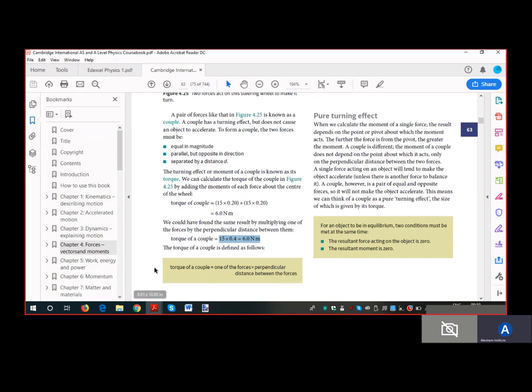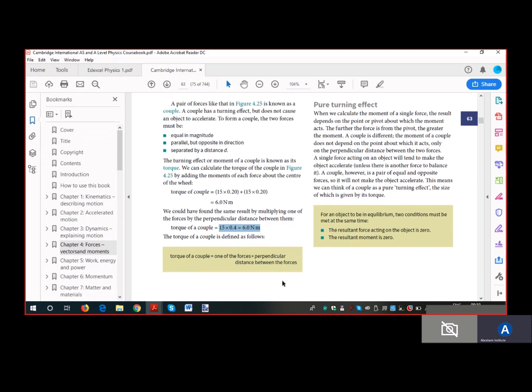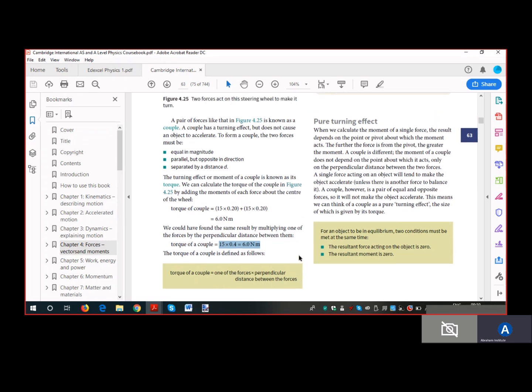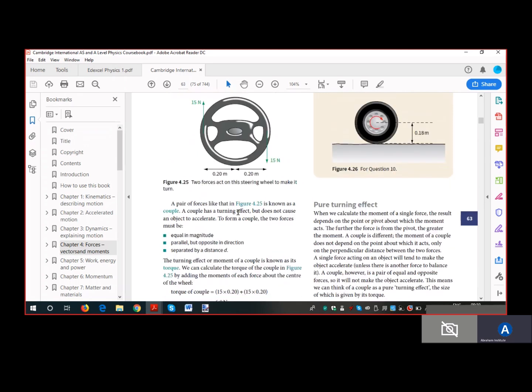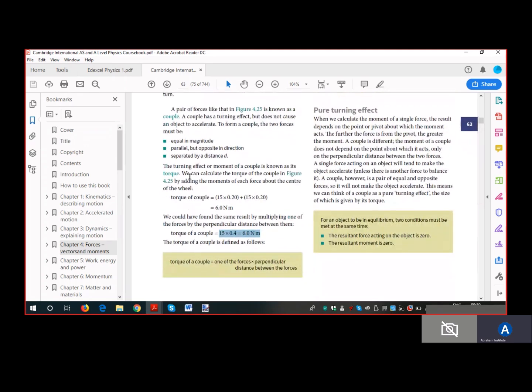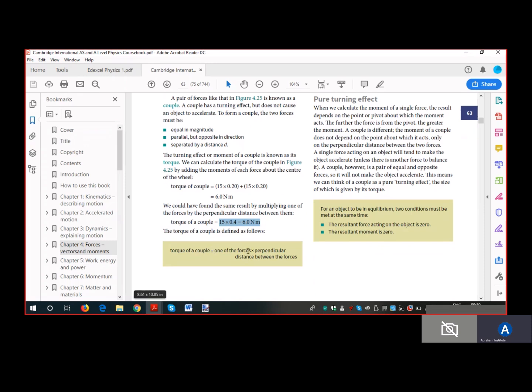This equation also you can study. Torque of a couple equals one of the forces into perpendicular distance between the forces. So let's take, for example, this force, one of the forces into perpendicular distance between the forces. The perpendicular distance is the distance which makes a 90-degree angle with the two forces. So from here to here, the angle is 90, here the angle is 90, so that is 0.4. So 15 into 0.4 will give you the torque for that example.